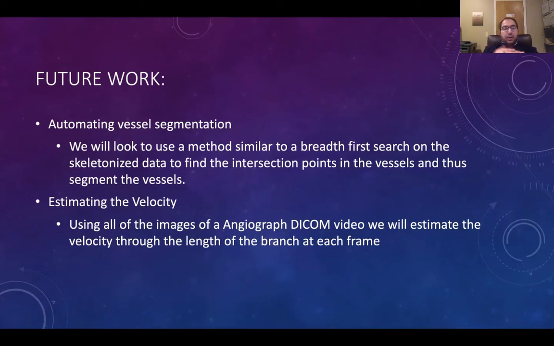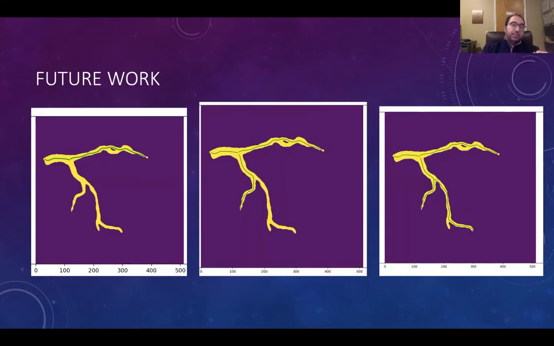The second step, after we are done with that, is to estimate the velocity by using all of the data that we have from the Angiography.com video, and we'll estimate the velocity of the length of each branch at each frame. So my future work will be to hopefully segment the vessels like this, and through that, estimate the velocity.